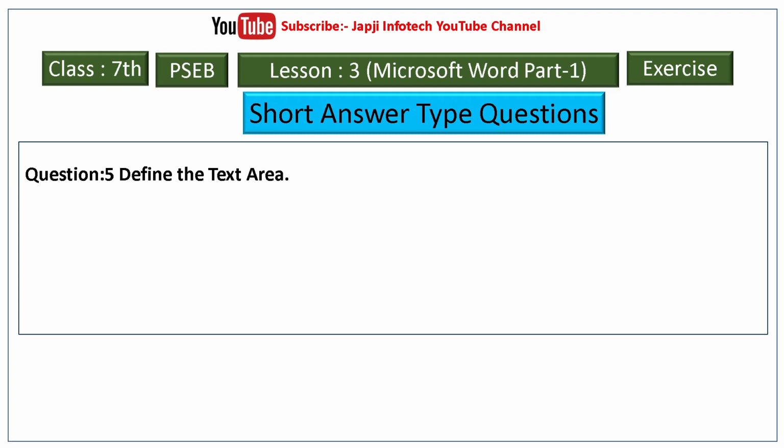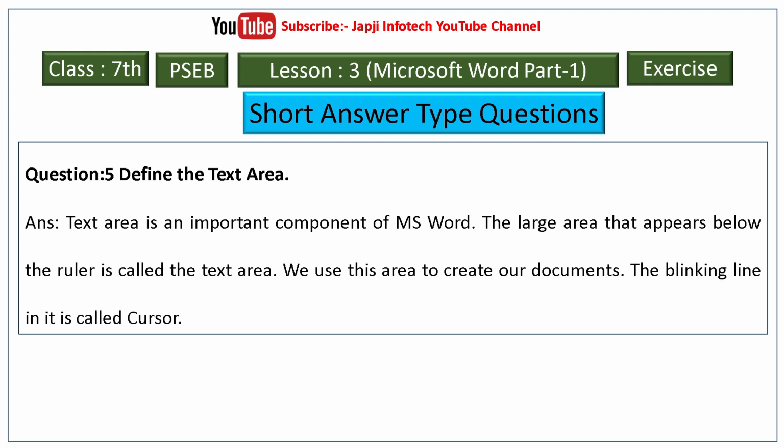And the fifth question is: define the text area, and the answer is: text area is an important component of MS Word. The large area that appears below the ruler is called the text area. We use this area to create our document. The blinking line in it is called cursor.